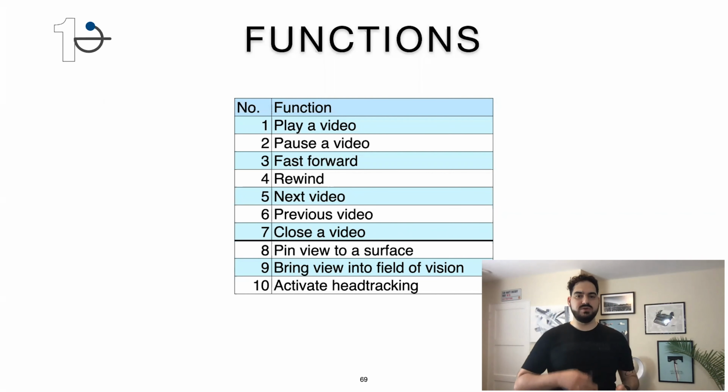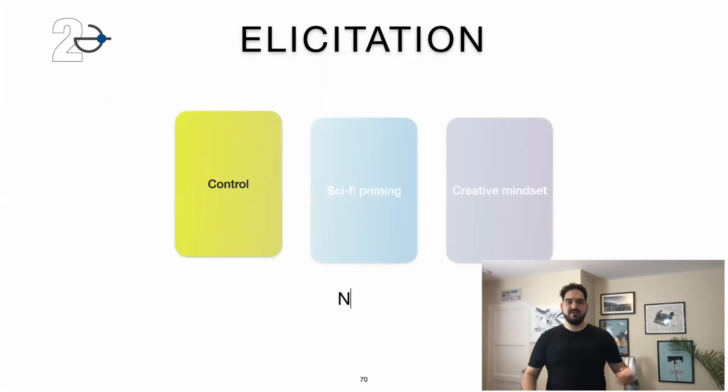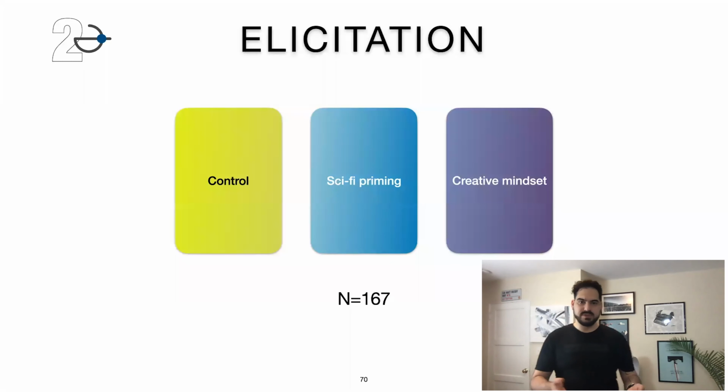What gesture would you do to go to the next video? And there were 3 more functions that were specific to an augmented reality, like in a video, in a view to a surface. Then, in the next step, I ran the elicitation study and collected the proposals from a total of 167 participants recruited from Amazon's Mechanical Turk.